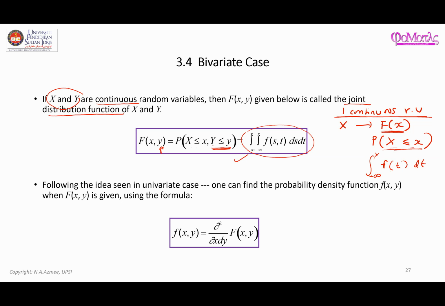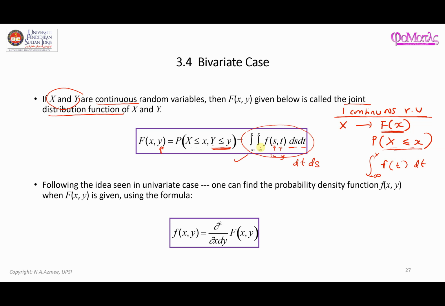So something like that, only one integral, and the limit here is x. In this case, what we have is a double integral. This one represents x, and this one represents y. We're just switching to other variables, which we call s and t. So here we do it with respect to ds and dt, and actually you can do it the other way around if you want. For example, you can integrate with respect to dt first and then ds. In most situations it doesn't matter.